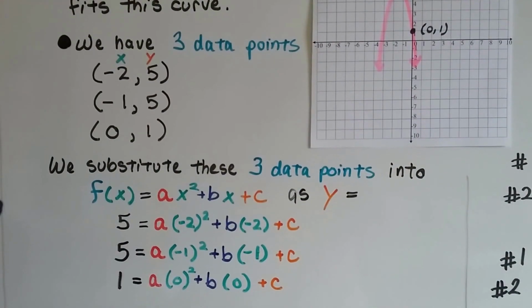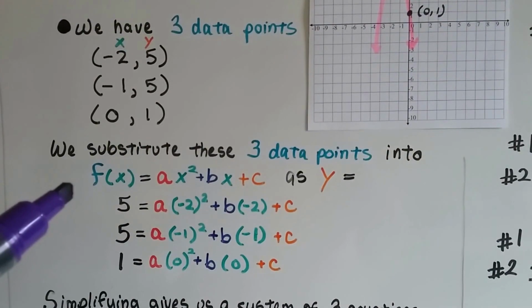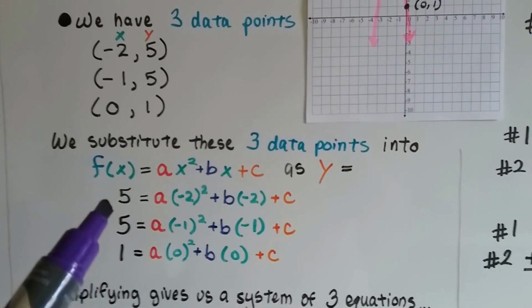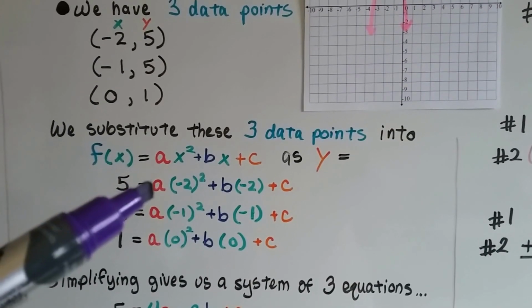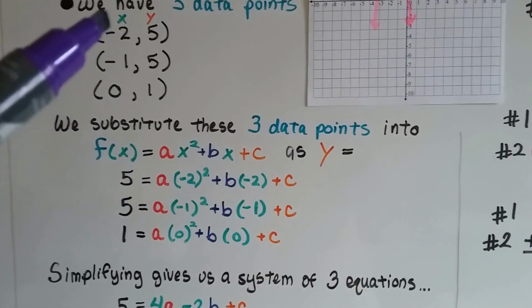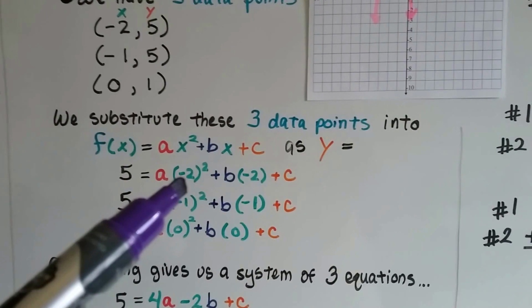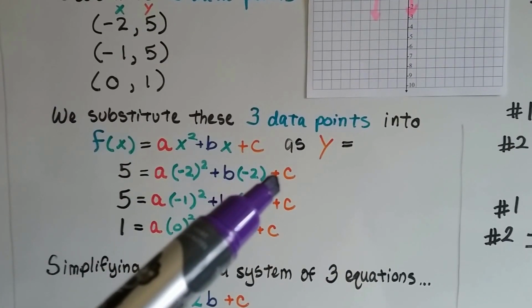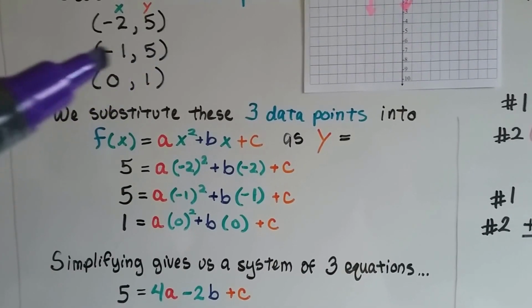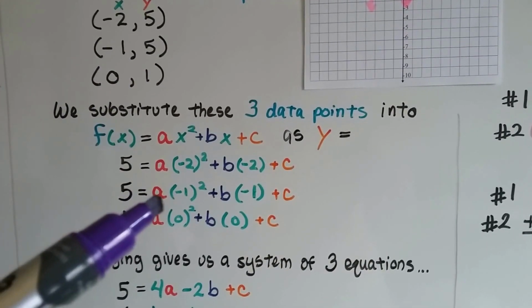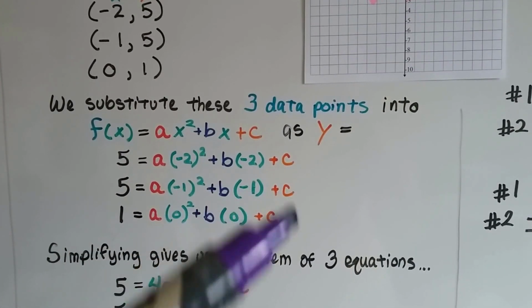So we substitute these 3 data points into this function. I'm going to set it so it equals y. So we've got 5 equals, we've got a -2, so we're going to put a -2 everywhere there's an x in this first one. So we have 5 equals a times -2 squared plus b times -2 plus c. Then we're going to use the second set. We're going to have 5 equals, and then our x value is going to be -1. So now it equals a times -1 squared plus b times -1 plus c.